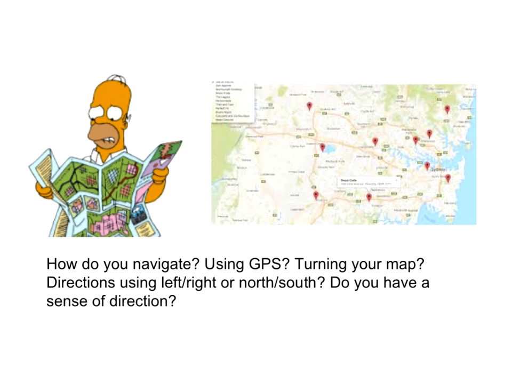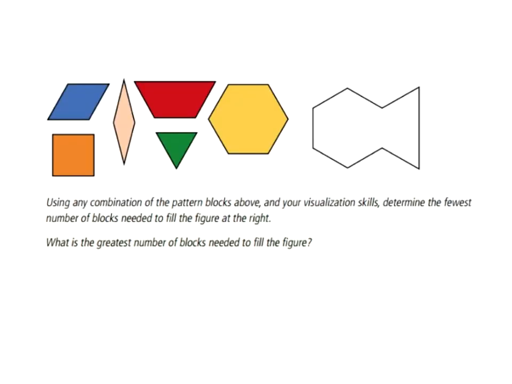So reading a map, how do you navigate? Do you use GPS? Do you turn your map? Do you use GPS that turns your map for you? Do you think in terms of turning left or right, or north or south? Do you think you have a sense of direction? There's some interesting research coming out right now that says the more we use GPS, the less we're able to hold those images in our heads.